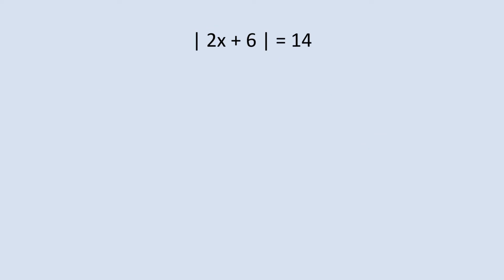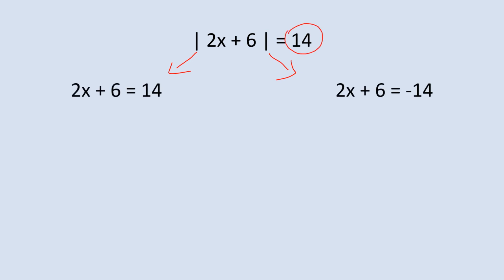So let's give this one a try. So we write our two equations. 2x plus 6 equals positive 14 and negative 14. So this gets written twice. It's 14 away from 0, so one gets a positive, one gets a negative. And then we're just going to solve it out. So minus 6. We can solve these both at once.